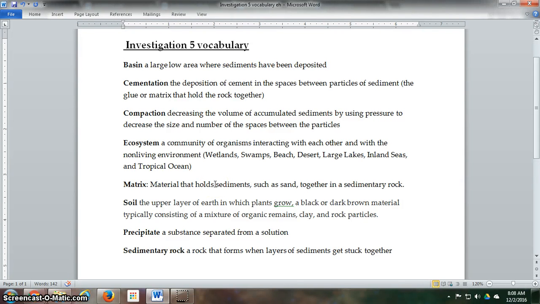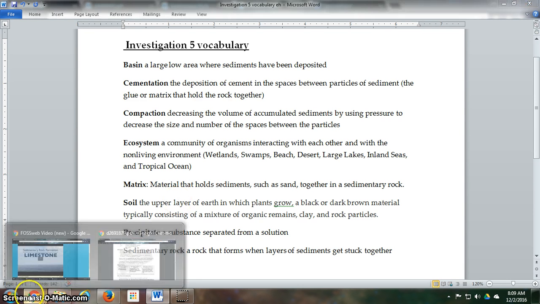Okay, so for this investigation, we're going to be talking about soil and how rocks get glued together. We're looking at basin, sedimentation, compaction, ecosystems, matrix, soil, precipitate, and sedimentary rocks for our vocabulary words.